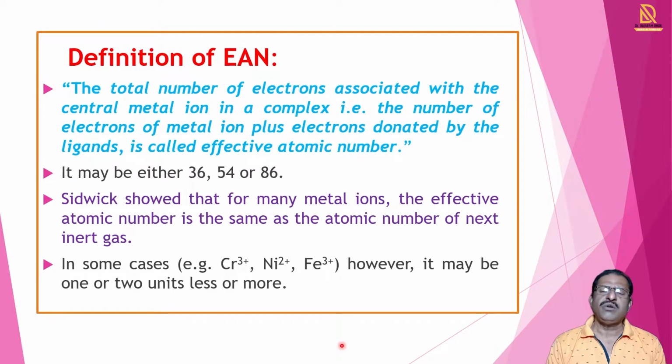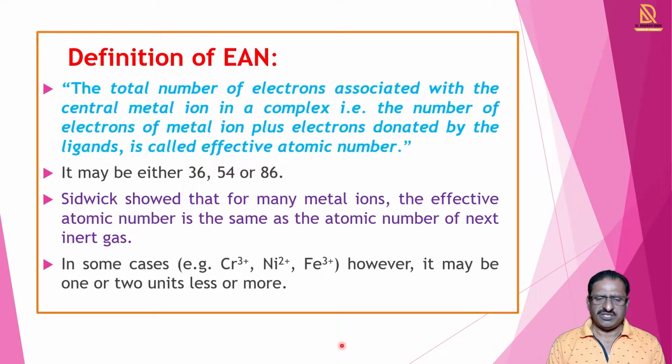If it is equal to the inert gas, then it obeys the theory. If it is not equal to the inert gas, then it does not obey Sidgwick's theory. The inert gas number may be 36, 54, 86, depending upon which metal and how many electrons are present in it. Sidgwick showed that for metal ions, the effective atomic number is the same as the atomic number of the next inert gas.